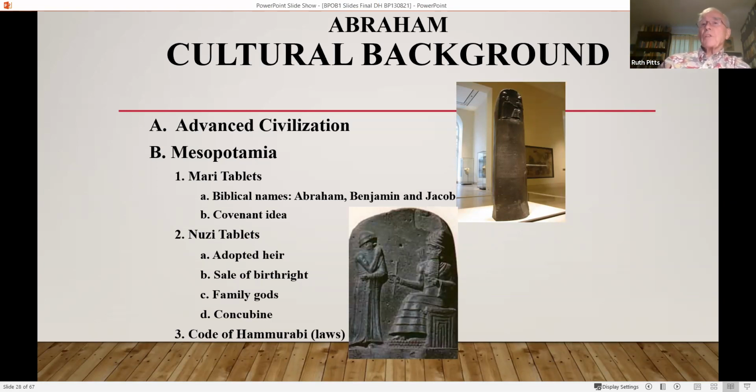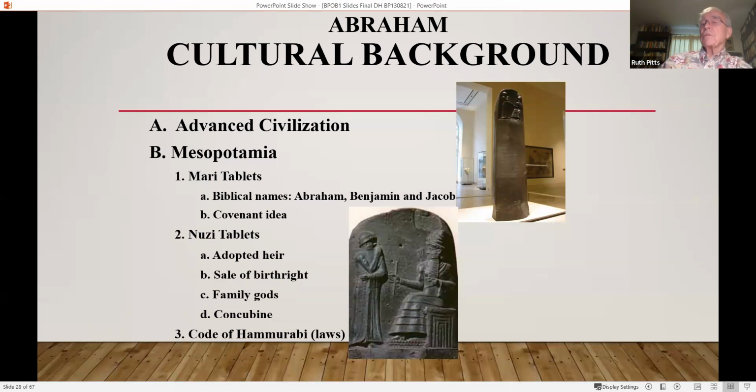So the Mari tablets that come from this era include biblical names, including Abraham, Benjamin, and Jacob. They also include, most interestingly, the covenant idea, which is really foundational for the Old Testament. So Mari is a city, a location in Mesopotamia.